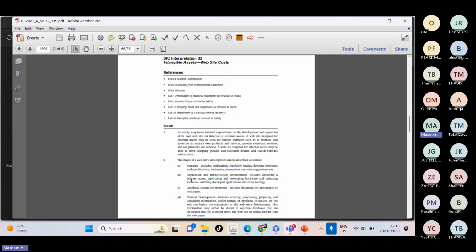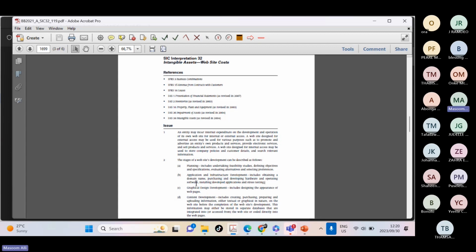So obtaining a domain name is intangible. If you capitalize it, it's IAS 38. Purchasing and developing hardware will be in terms of IAS 16, not 38, okay? Because it's a tangible asset. Hardware is a tangible asset. With me?